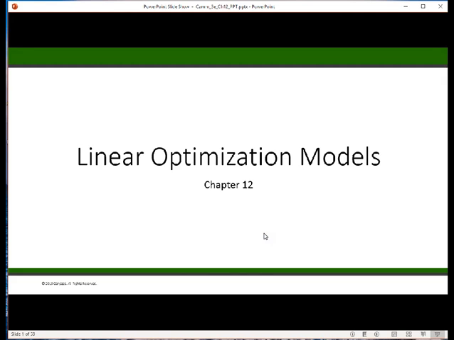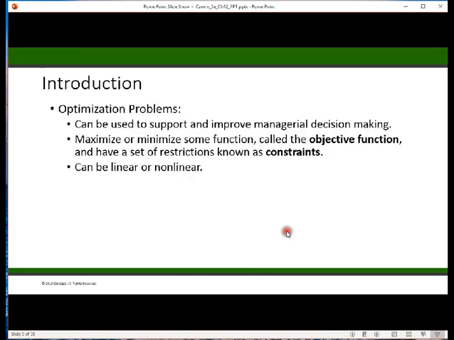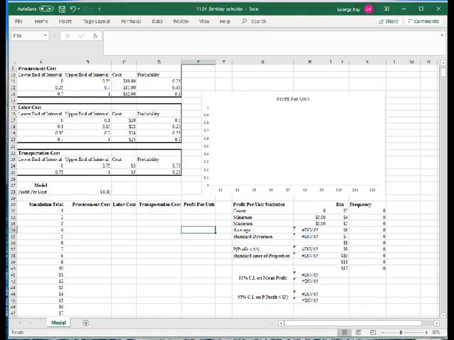So linear optimization models, and optimization problems in general, are part of what we do supporting customers. We'll get into this lecture, but first let's review Monte Carlo simulation, the graded exercise from Chapter 11.